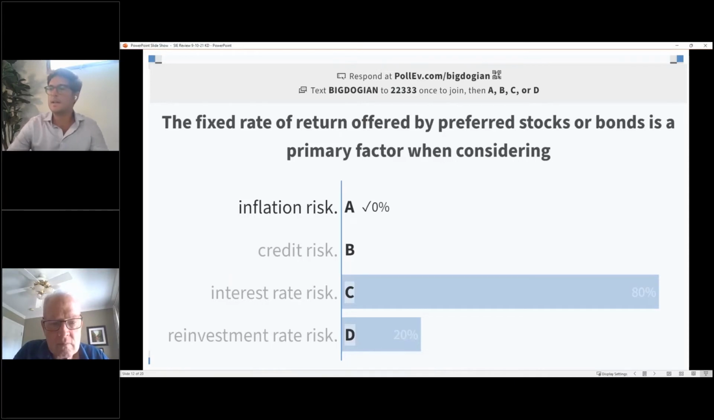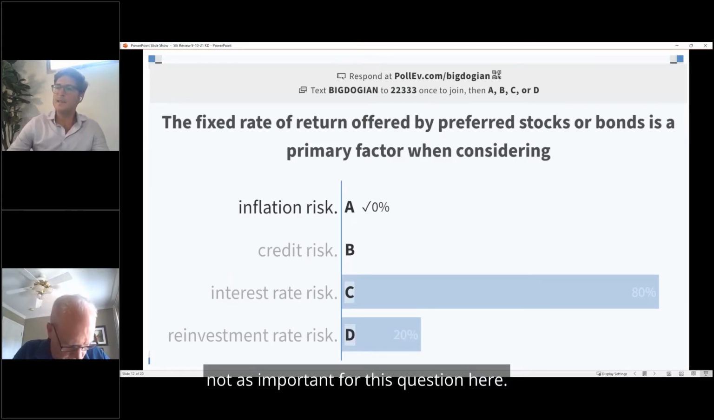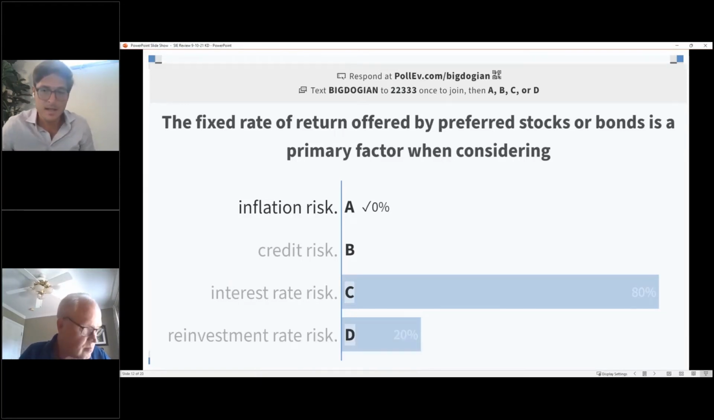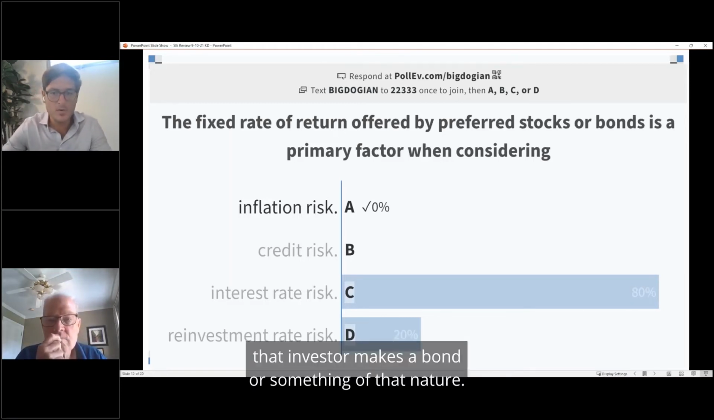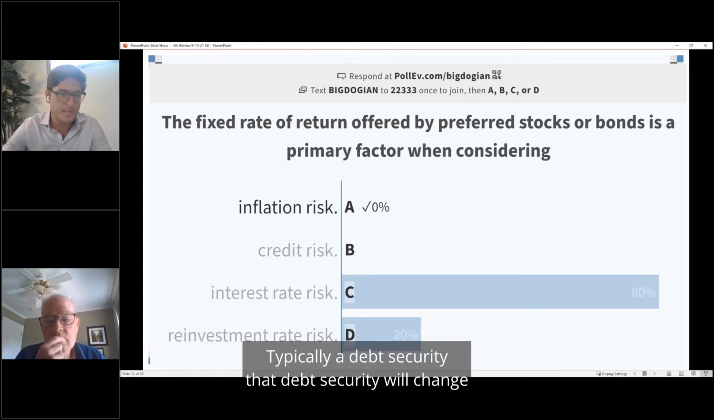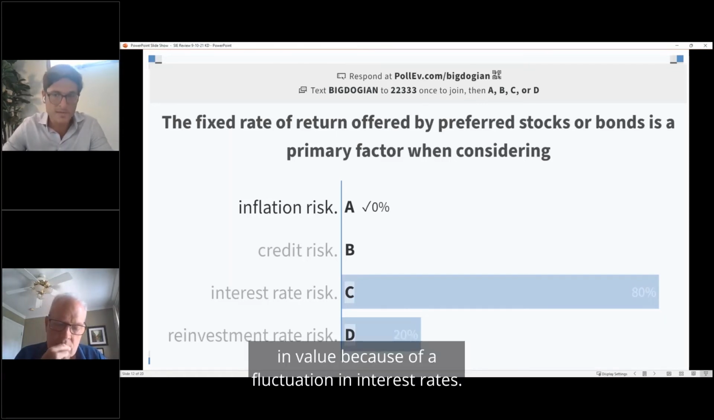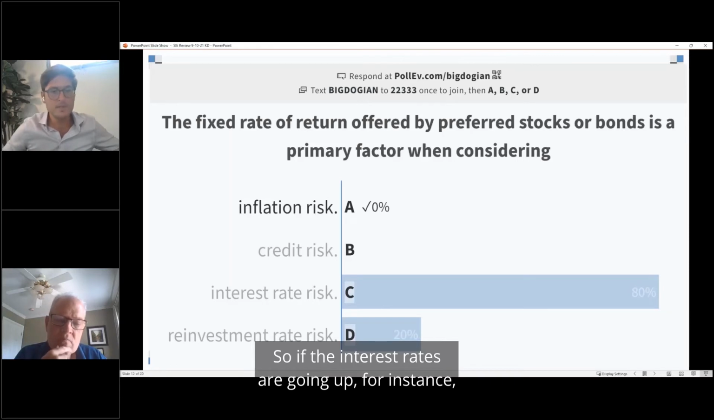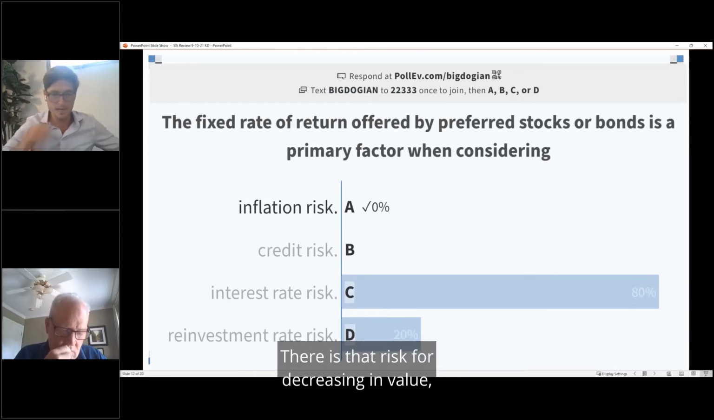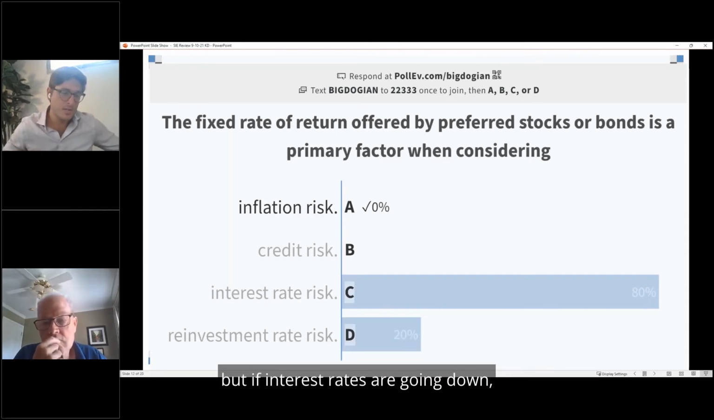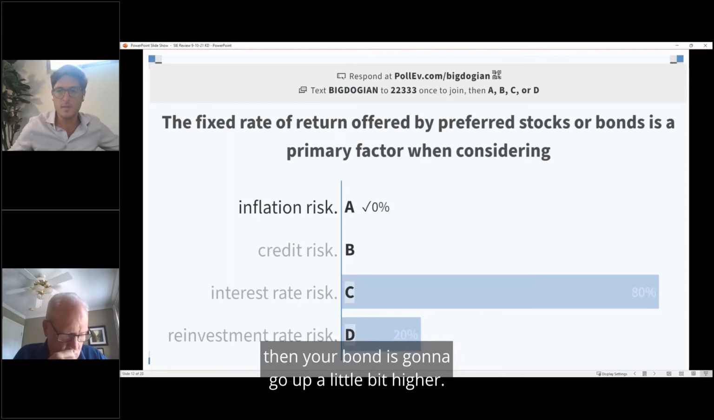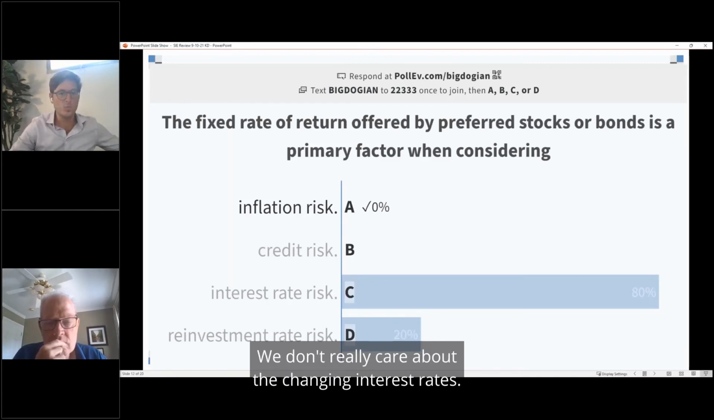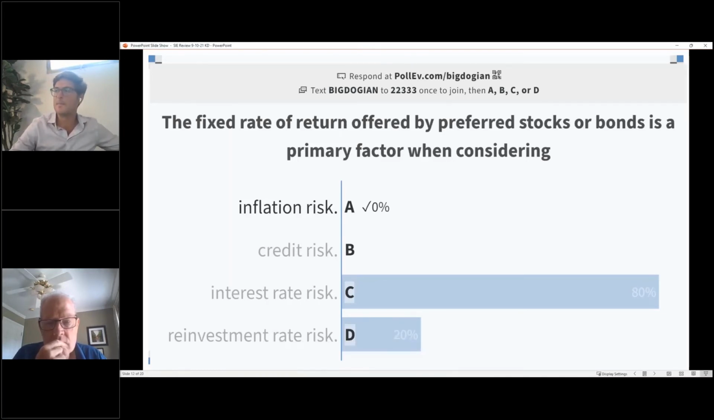Interest rate risk here, not as important for this question. Interest rate risk is the risk that an investment that an investor makes, a bond or something of that nature, typically a debt security, will change in value because of a fluctuation in interest rates. So if interest rates are going up, for instance, bond prices are going to go down. Your bond there is at risk for decreasing in value. But if interest rates are going down, then your bond is going to go up a little bit higher. Fixed rate of return, not really important for interest rate risk here. We don't really care about the changing interest rates.